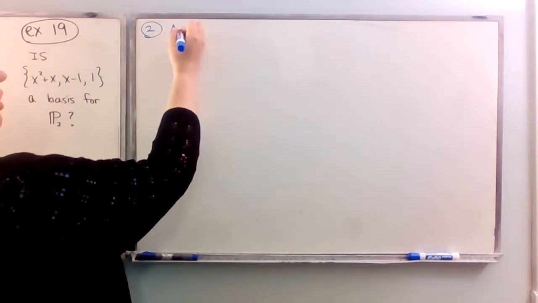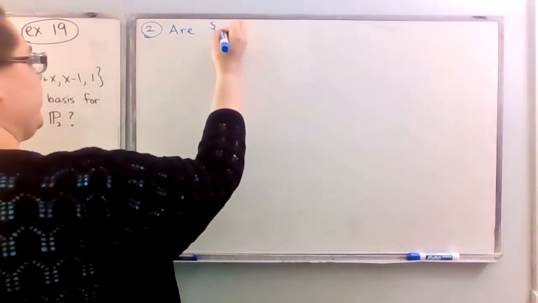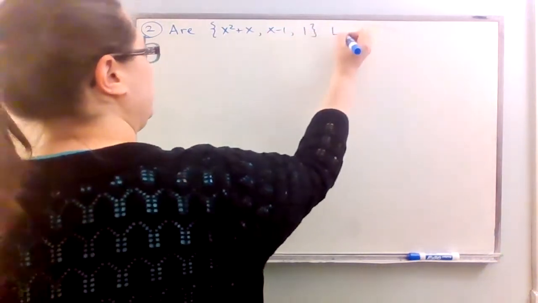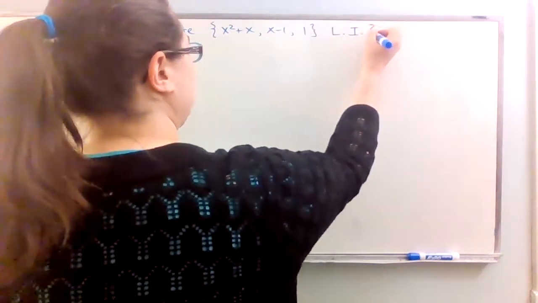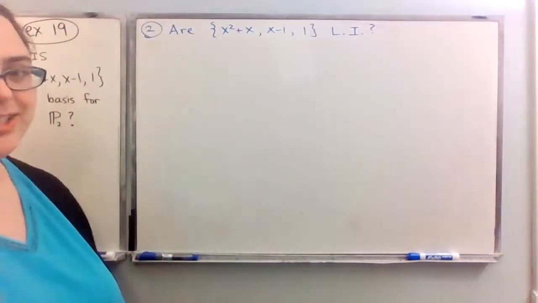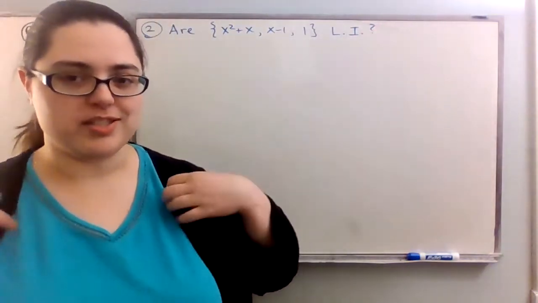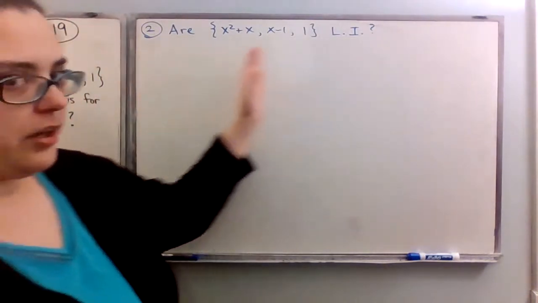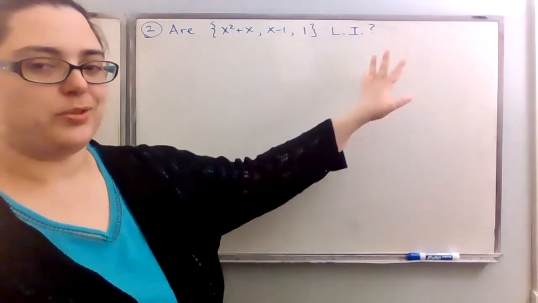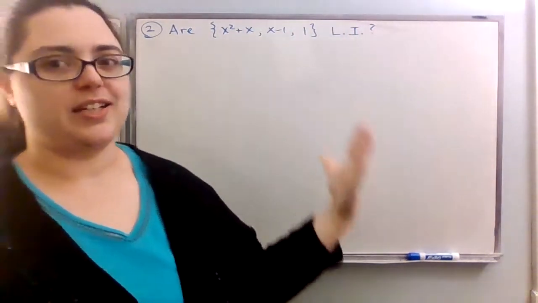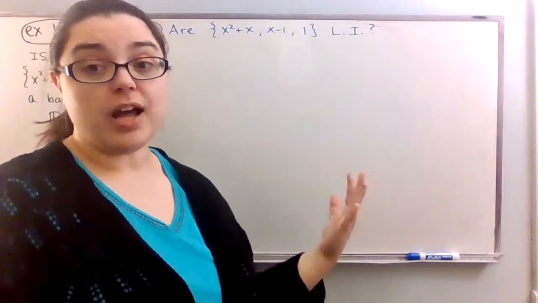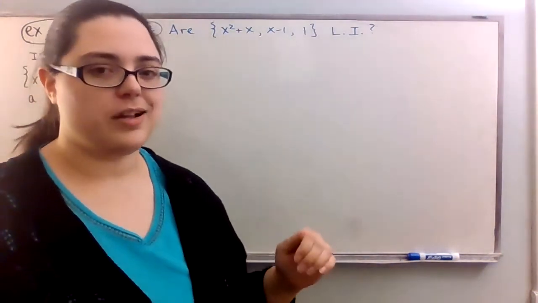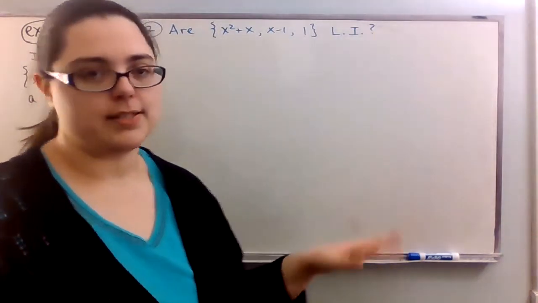So are these vectors x squared plus x, x minus 1 and 1, linearly independent? I'm going to use LI to represent linearly independent because I don't feel like writing those long words today. So to see if they're linearly independent, we have to find our linear combination of them, set it equal to 0, and see, do we get any non-trivial solutions? If not, good to go. If we get any parameters for our solutions, not linearly independent, therefore not a basis.